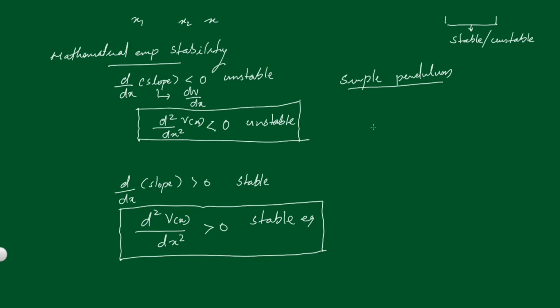Okay, a simple pendulum is like this one. It is attached to a support and there is a bob of mass m, and it is oscillating like this. For this simple pendulum, if you give some force to it, it will oscillate and after some time it comes to rest. That point is called the mean position, and this mean position is an equilibrium point.